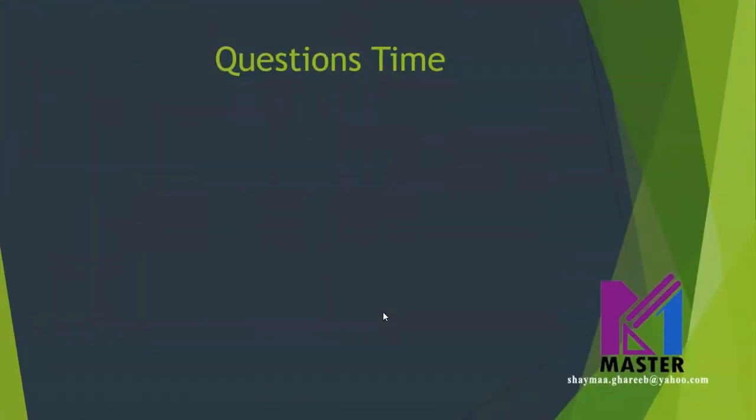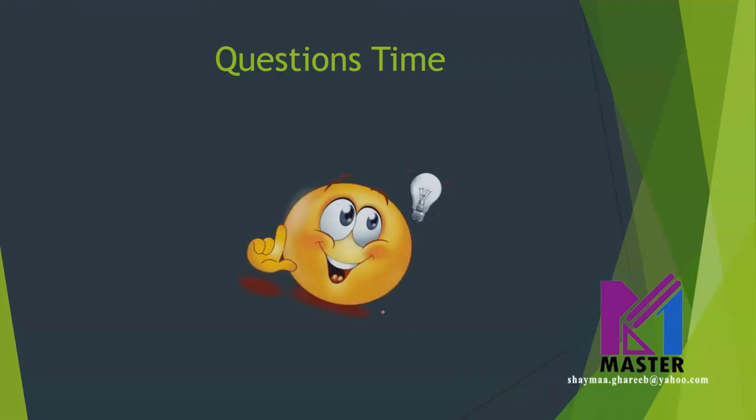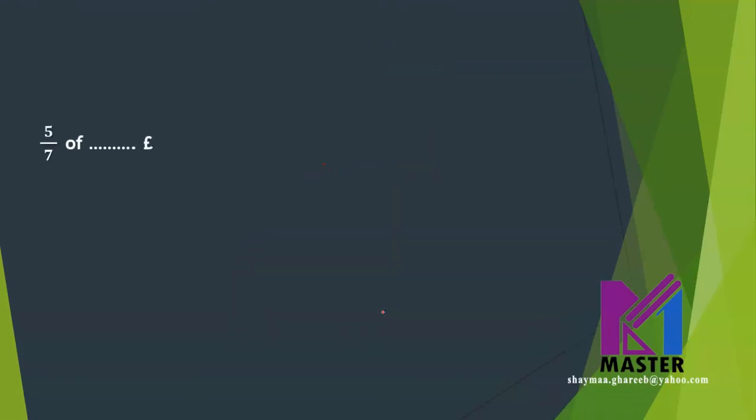Now it's questions time. Are you ready? Let's start. Look at the first question here. 5 over 7 of a missing amount equals 180 pounds. What did we say about when the amount is missing? We do two steps. We divide by the number up, then we multiply by the number down. So I will divide by 5, then I will multiply by 7.